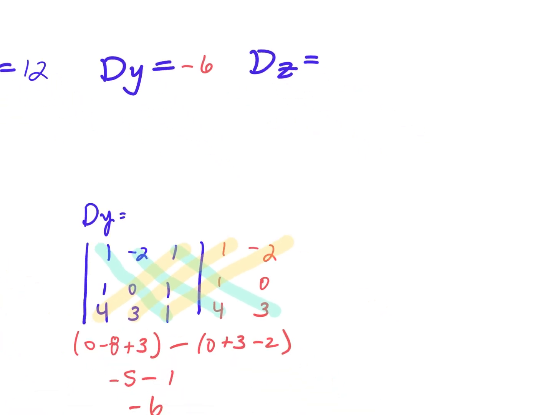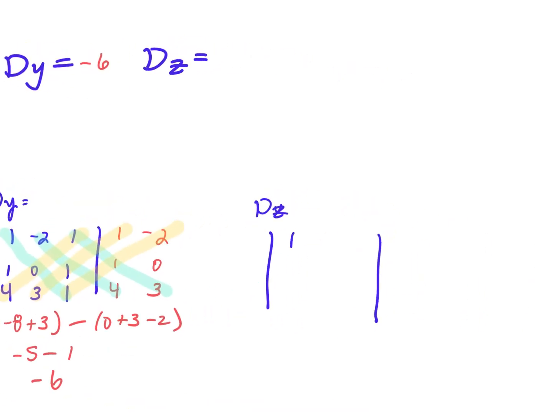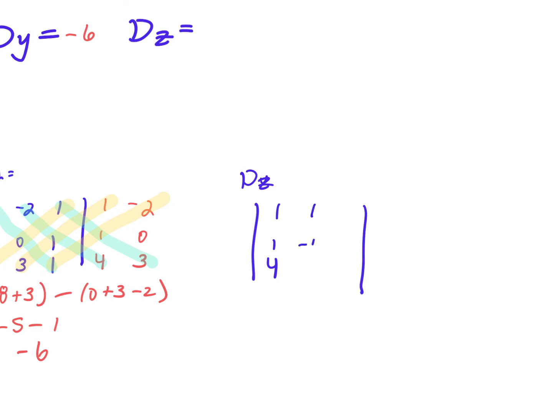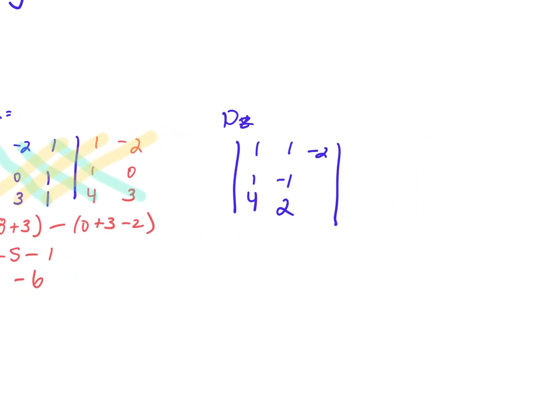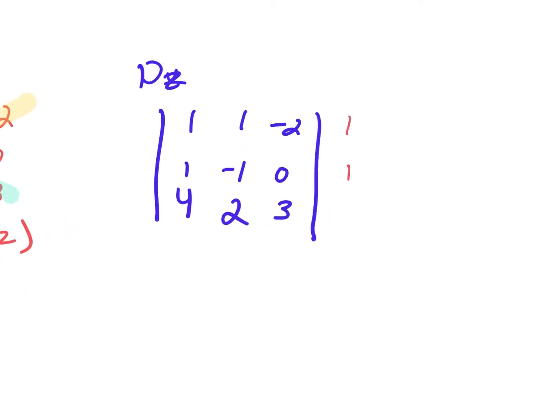Now we do this lovely process one more time, d sub z. And instead of my z coefficients, that's where I plug in my answers. So my x coefficients are 1, 1, 4. My y coefficients are 1, negative 1, 2. And for my z's, instead of the coefficients, I put answers, so it's negative 2, 0, 3. We recopy 1 and 2, so 1, 1, 4, 1, negative 1, 2.